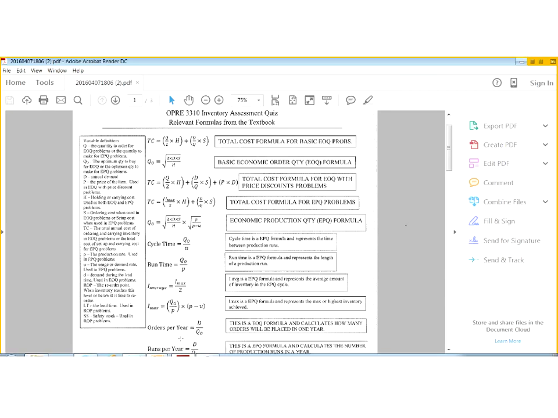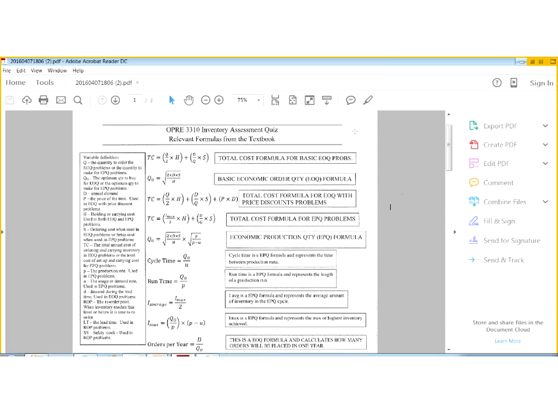Now what you should be seeing now is a PDF document that has the formula sheet that you're going to be using. My home telephone is ringing, so I'm sorry for the interruption there.